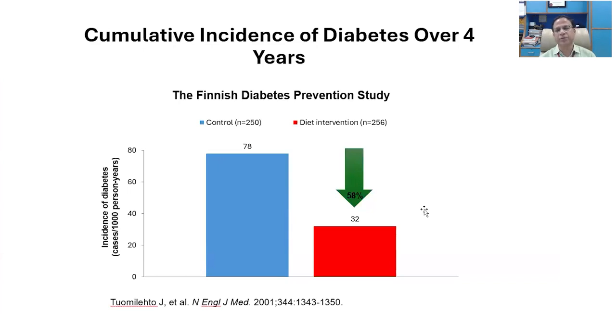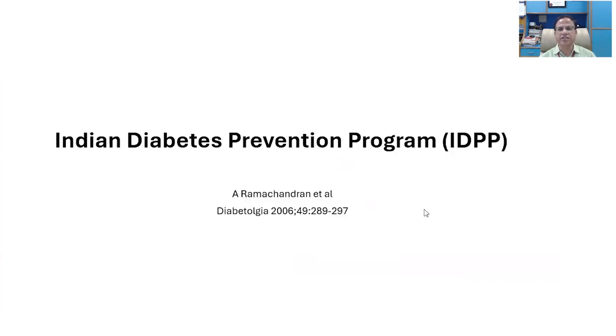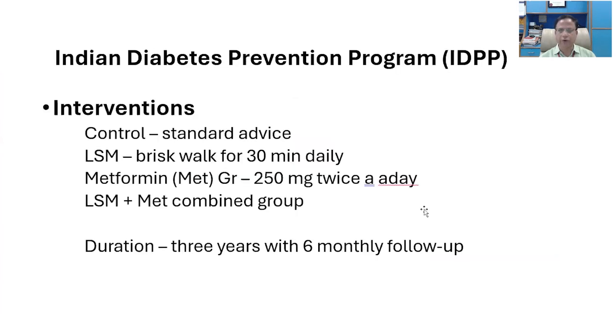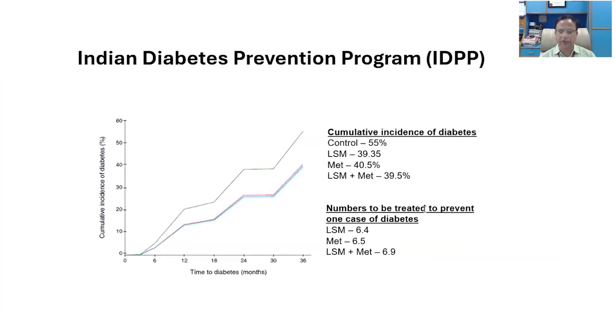Because we have a little bit of differences from the other countries. We have higher risk, a higher incidence of insulin resistance, and less physical activity. So the IDPP is the Indian Diabetes Prevention Program, which was published in 2016. In this study there were 4 groups: control, lifestyle modification, metformin, and lifestyle modification plus metformin. The intervention was lifestyle modification, a brisk walk for 30 minutes daily. The metformin group received 250 milligrams twice a day. And these interventions were done for a period of 3 years with 6 monthly follow-up.